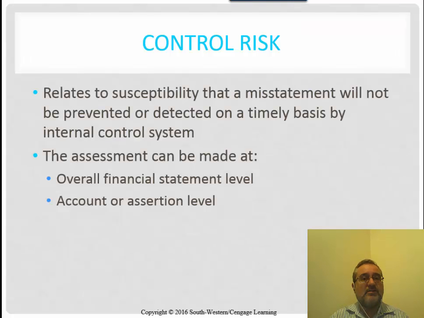So we've talked about inherent risk. Now let's focus on control risk. Control risk relates to the susceptibility that a misstatement will not be prevented or detected on a timely basis by the internal control system. So independent of our understanding of the inherent risk, what we're looking at in control risk is what management is doing to mitigate these potential risks, or these potential bad things that may happen. The assessment is made at the overall financial statement level as well as at the account or assertion level. And again, the controls are going to be driven by the inherent risks that we have identified.